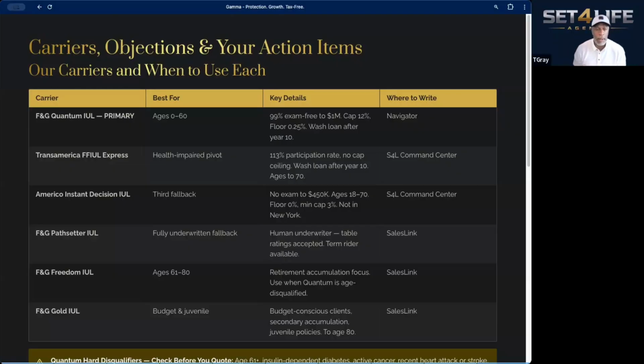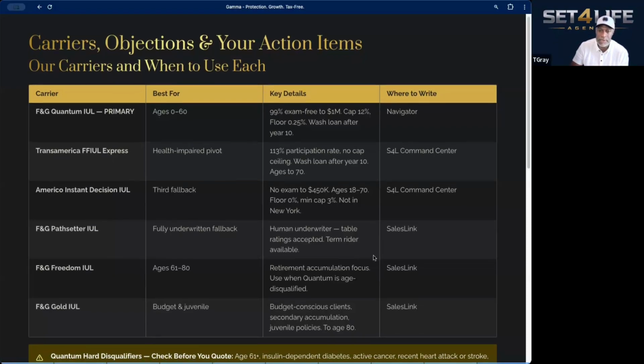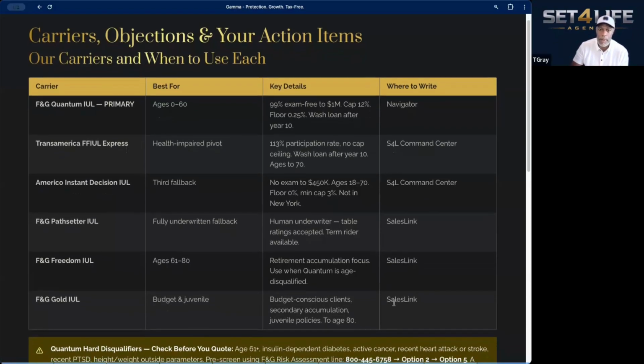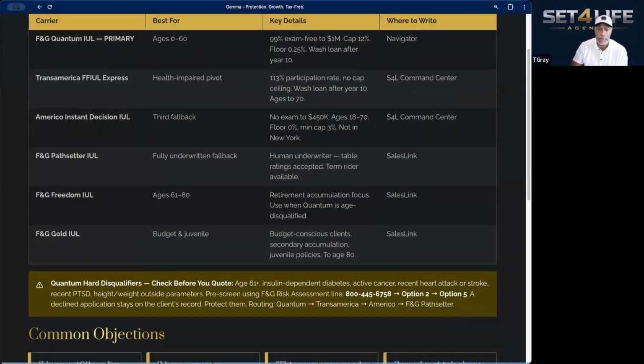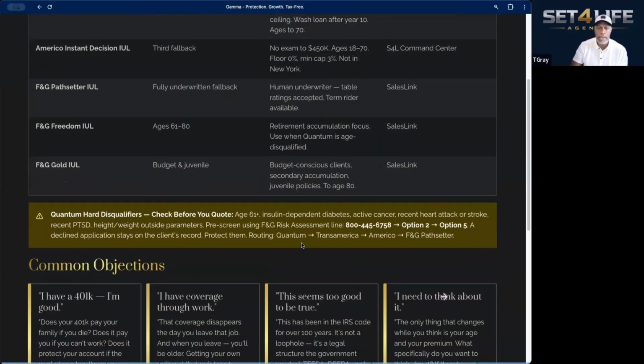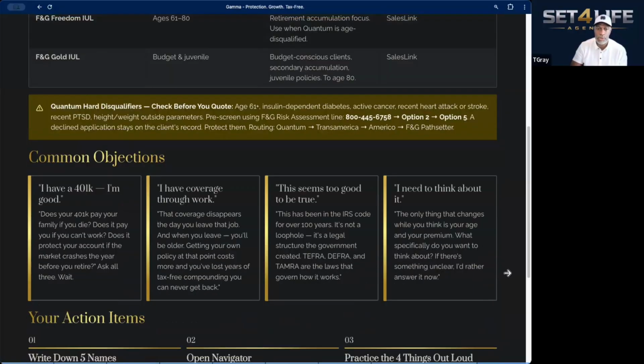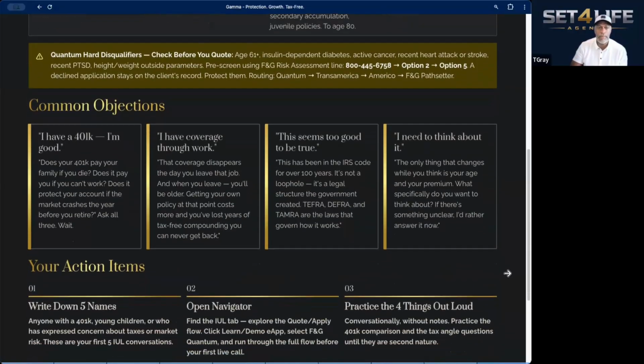All right. F&G Freedom IUL is another one, and then F&G Gold IUL. All right. If somebody is budget conscious, or if you want to write juvenile policies, F&G Gold IUL is your answer. Okay. And we'll get into some more of the hard disqualifiers when we do the how-to training on Wednesday.